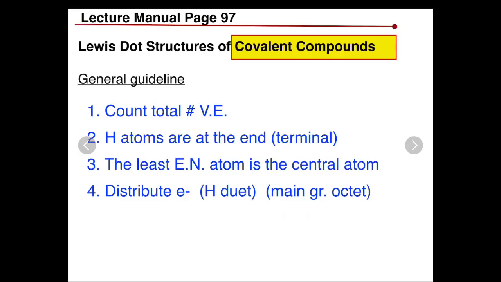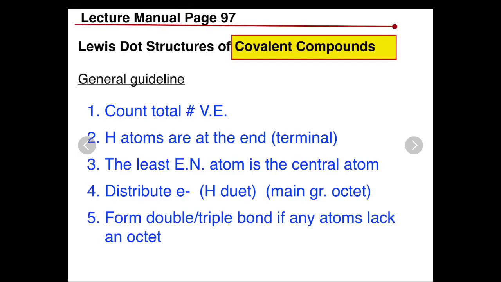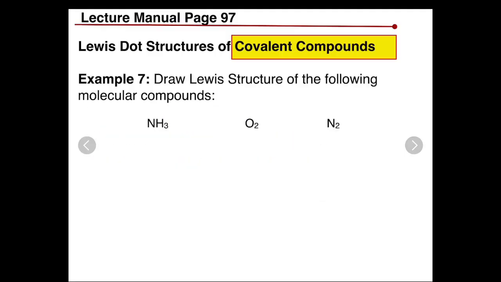Okay, so that means 8 electrons total around it. And then lastly, you are going to start to form double bonds and triple bonds if there is any atom that lacks an octet. So start with single bonds, and then distribute the electrons, and if that doesn't work and it doesn't meet an octet, then you are going to start with the triple bond and double bond. Okay, so what do we mean by that?